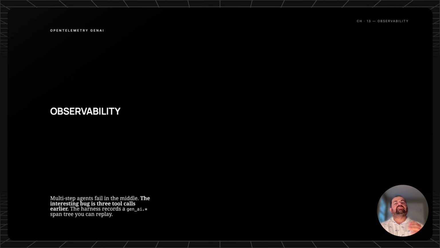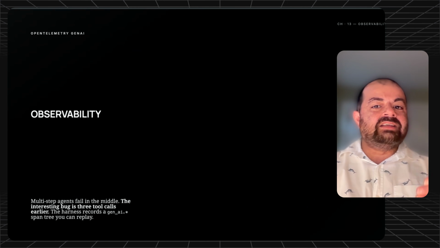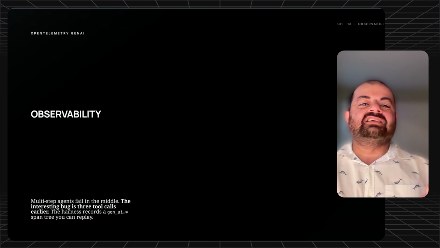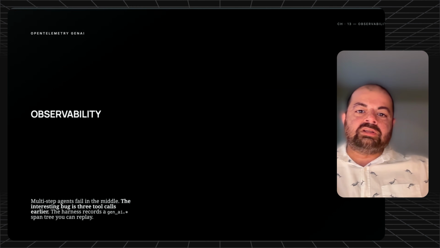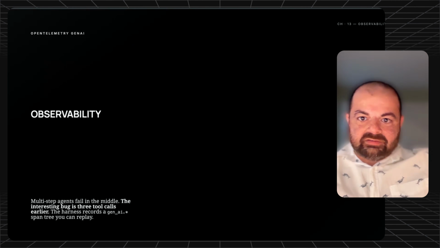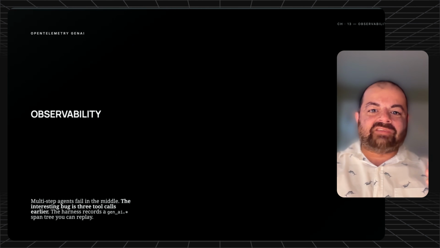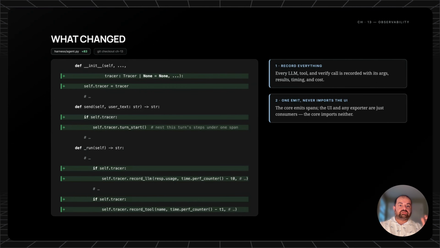So our agent verifies its own work now, but when a multi-step run breaks, the failure we see is almost never where the trouble started. The interesting bug usually is 3 tool calls earlier, right? And if all we printed was the final answer, we are driving blind. So we need to give the agent a tracer. The tracer runs through the loop and records every step as it happens. Model calls, tool calls, even the verify and plan steps.